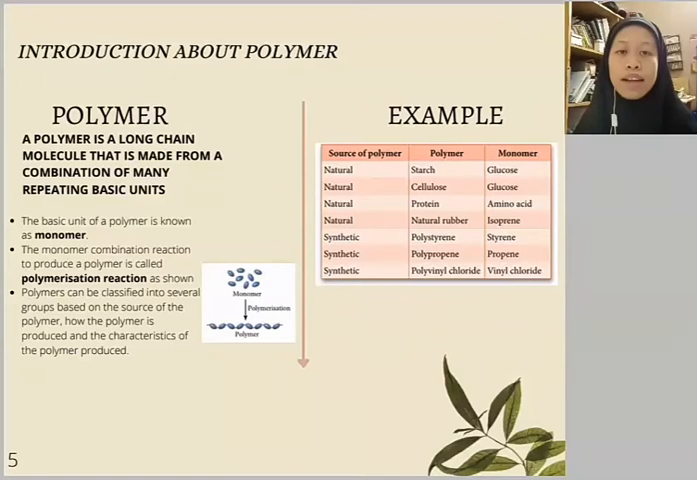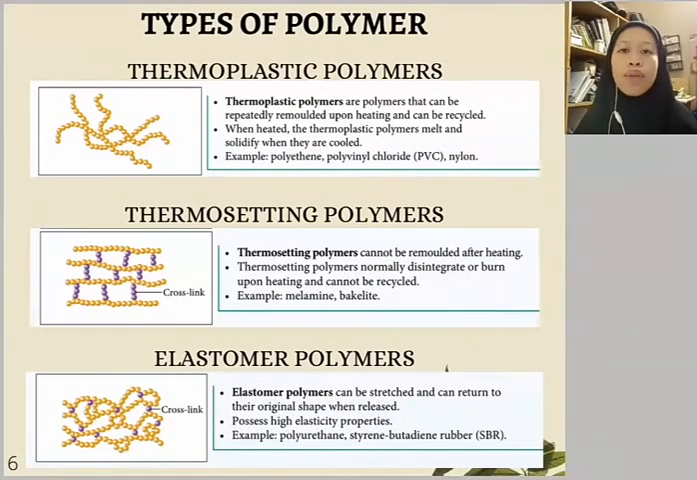So this is the example of polymer. We have two types of source of polymer. The first one is the natural polymers, and the second one is the synthetic polymers. So you can see the polymers and the monomer. So we have three types of polymer. The first one is the thermoplastic polymers, and the second one is the thermosetting polymers, and the third one is the elastomer polymer. So I'm going to explain briefly about these three types of polymer.